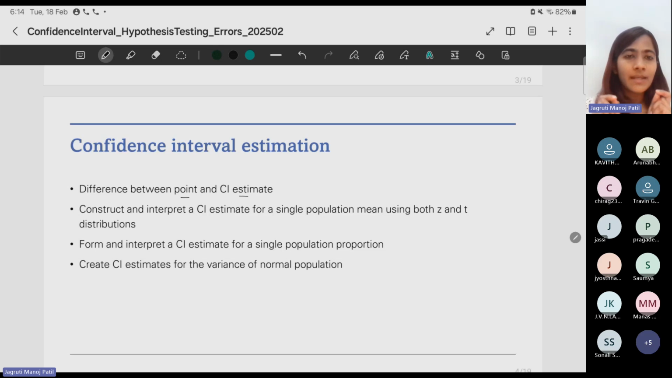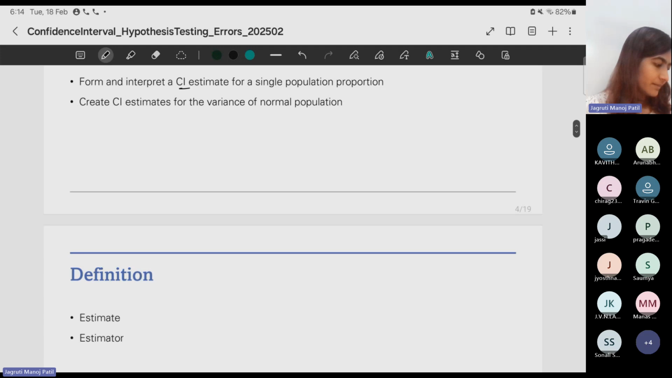There is one basic difference between the two: one is used where the standard deviation is known, the other where the standard deviation is not known. One is used when your sample size is large, the other when your sample size is not that large. Then we'll also form confidence intervals for a given population proportion, and we'll see how to do it for the variance of the population.